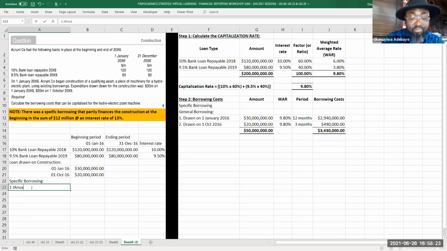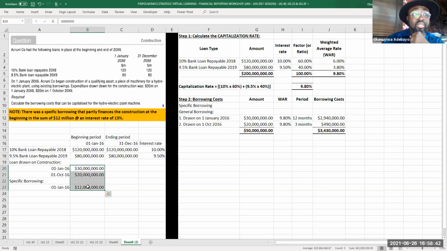1st of January 2016, 12 million, sorry. It means probably the total project cost will now be 62 million, which means we initially borrowed 12 million, but to make up for the balance, that's when we resort to the general borrowing pool. Therefore, in that case, what will happen? The specific borrowing, we address that separately at 12 million.